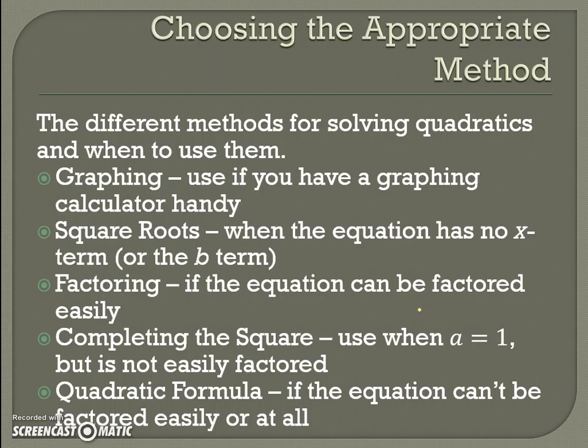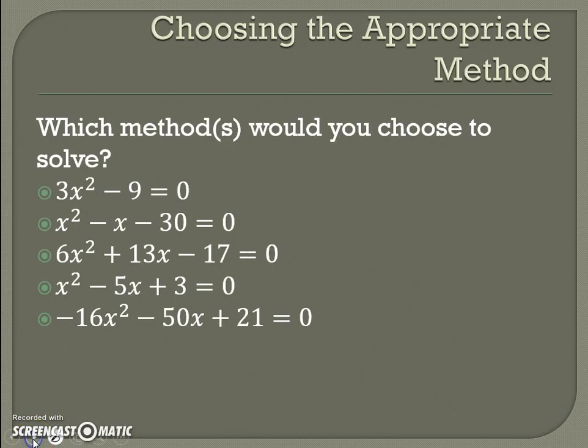In other words, you know the factors by heart because you did your multiplication tables when you were younger. Completing the square you want to use when a is equal to 1, but it's not easily factored. And the quadratic formula is really kind of used for when all else fails. If the equation can't be factored easily or it can't be factored at all, we would put it into the quadratic formula. All right, so here's a few examples to make that a little bit more specific.